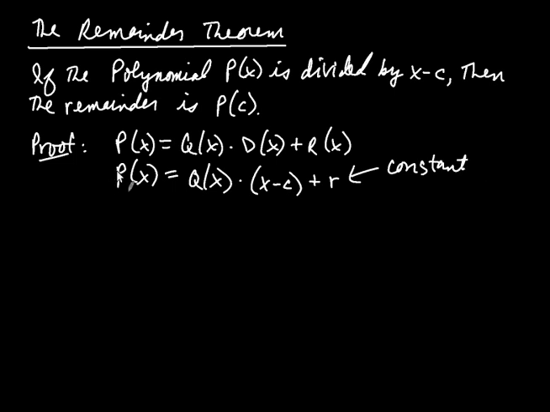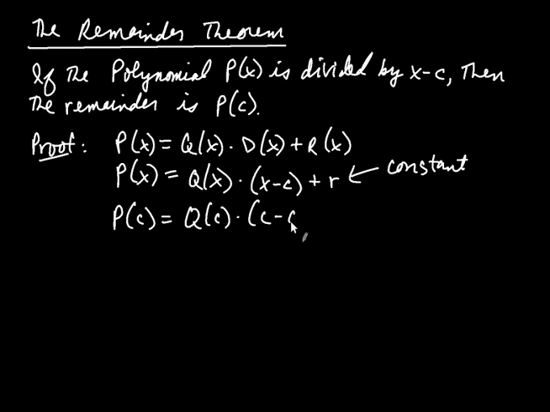Now what we can do is we can say, let's evaluate both sides at c. So this relationship shows that p of c, where I just replace x with c, is equal to q of c times, x is being replaced with c, so it'll be c take away c.